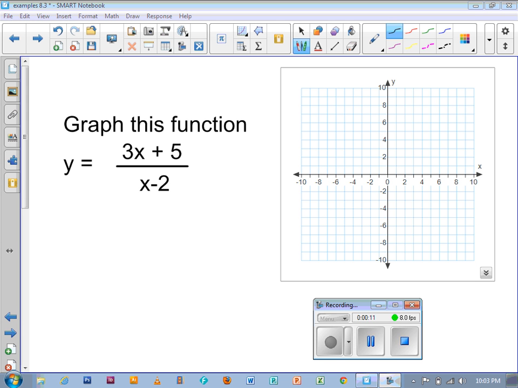Now, on the first example you're looking at, we're going to graph y equals (3x + 5) over (x - 2). If you check it out and you see that you have two binomials, two two-termed expressions, and both numerator and denominator have the same degree, you can transform this equation into something that's maybe more familiar and a little bit easier to graph. And here's how we do that.